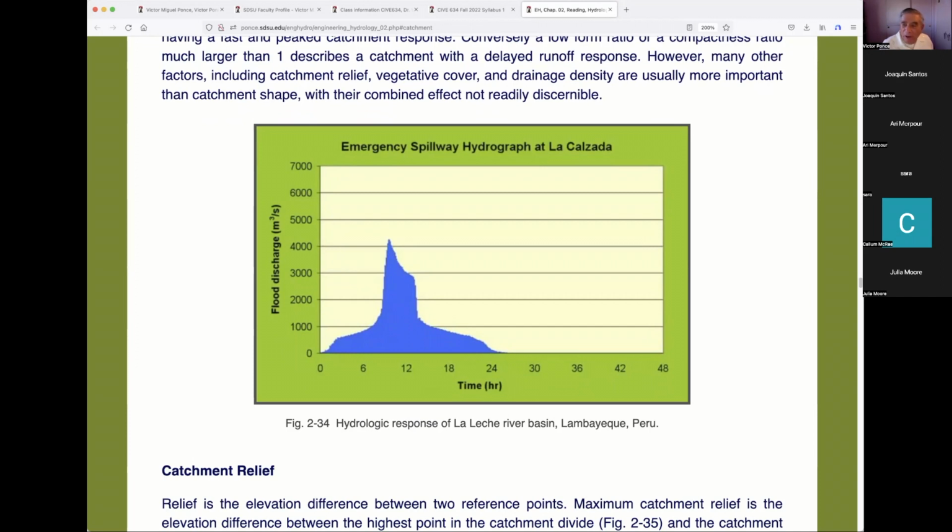There's an emergency spillway hydrograph, and then there's a freeboard hydrograph, which is a little larger. Actually, if I remember correctly, the freeboard hydrograph had about the same shape, but it came up to about 6,000, a little higher. Because there's differences between the emergency spillway hydrograph and the freeboard hydrograph. The freeboard hydrograph is going to take the entire space between the design flow at the spillway and the crest of the dam.